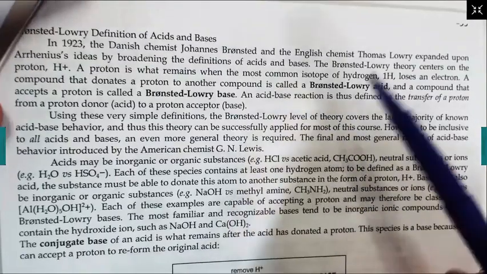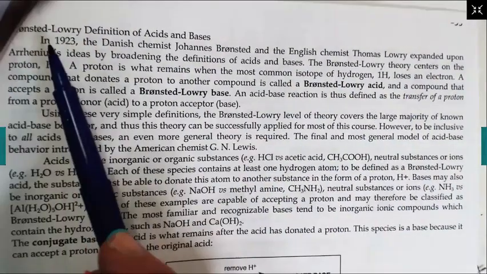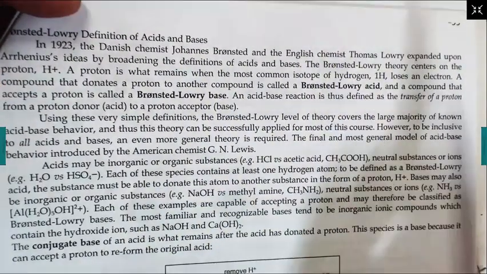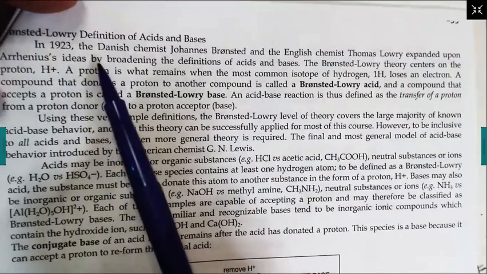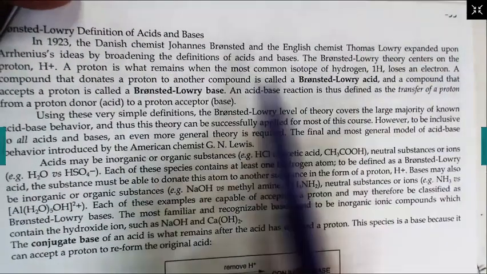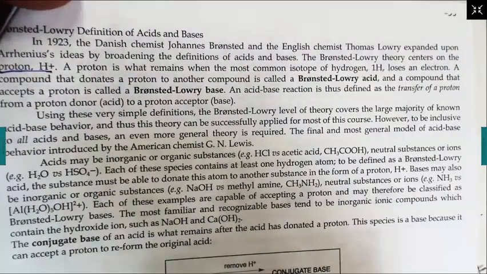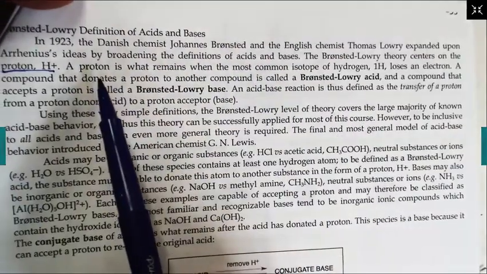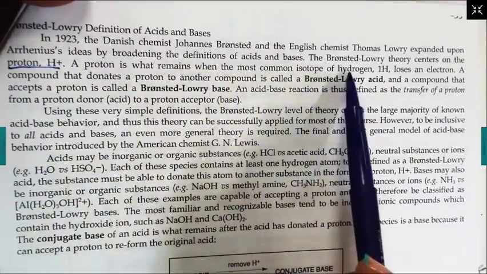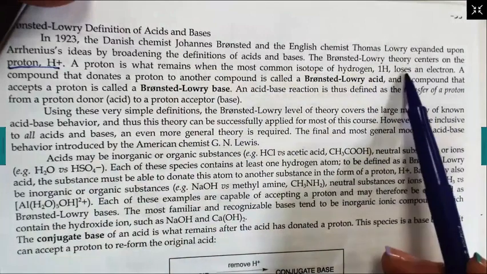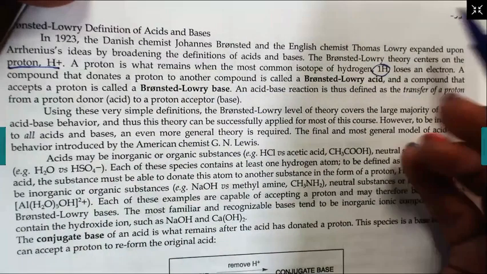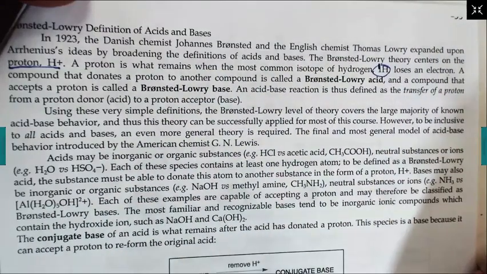Bronsted-Lowry definition of acids and bases. Now, in 1923, Johannes Bronsted and the English chemist Thomas Lowry expanded upon Arrhenius's ideas by broadening the definitions. They centered on the proton, which again, we now know doesn't really exist in water. A proton is what remains when the most common isotope of hydrogen loses an electron. The common isotope of hydrogen is hydrogen 1. This is supposed to be up here as a mass number. It's just a bit of a typo.